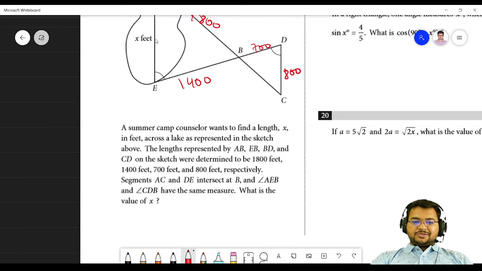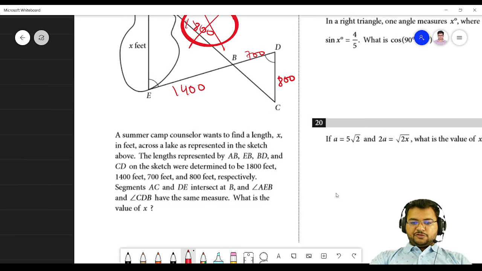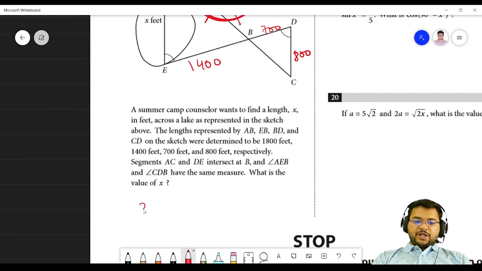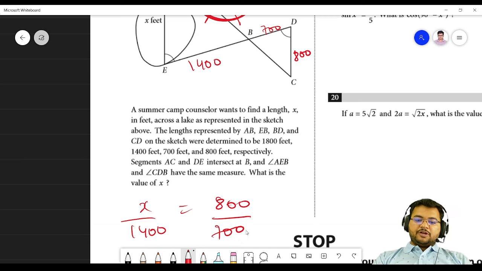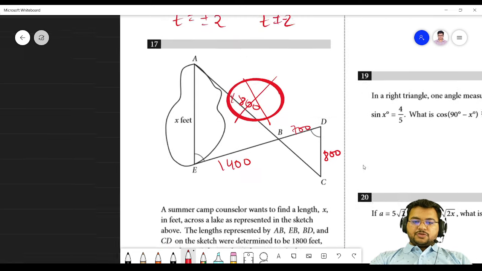So can I write x upon, okay, so from here we see that this is of no use. They have just given it to confuse you. So I can simply write x upon 1400 equals 800 upon 700. Now I will be able to solve this. From solving this I will get x equals, see, 700 times 2 is 1400, so basically our answer will be 2 times 800, that is 1600, our final answer.